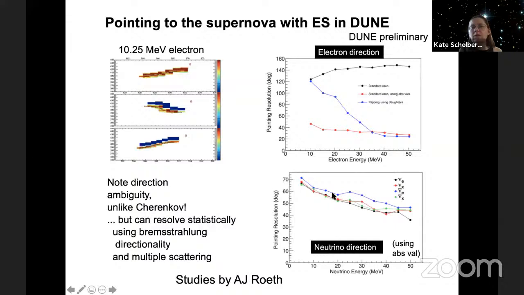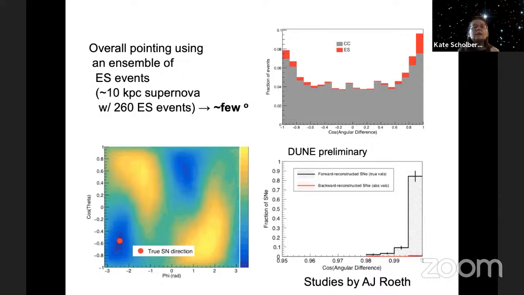So this is for the neutrino direction. It's something like 50 degrees. So, I mean, that's not that great for a single neutrino, but if you put a whole ensemble of them together, it turns out that it's really quite good. If you statistically observe, let's say, a couple hundred elastic scatters from a supernova, you can put that whole sample together and determine to only a few degrees the direction to the supernova.